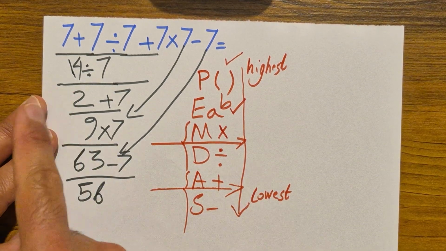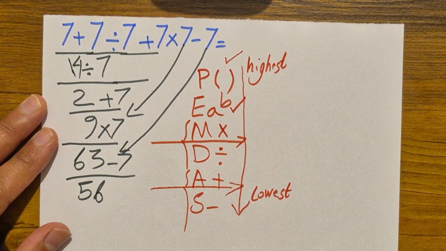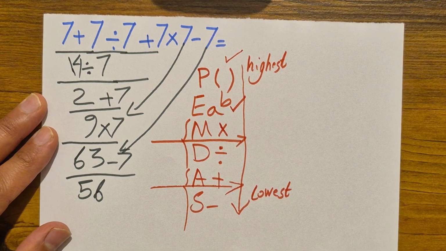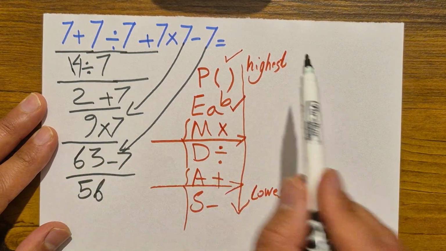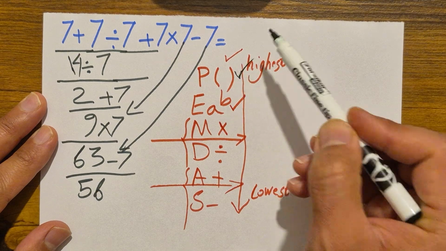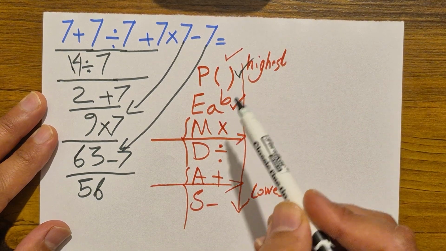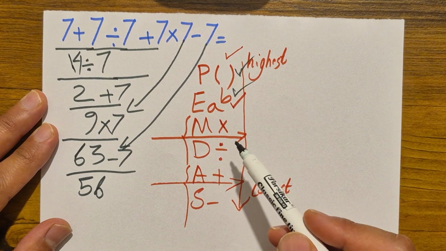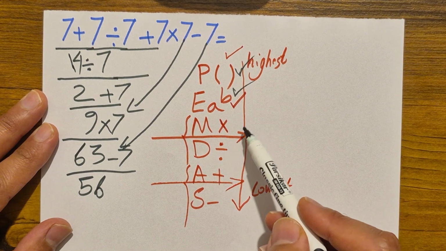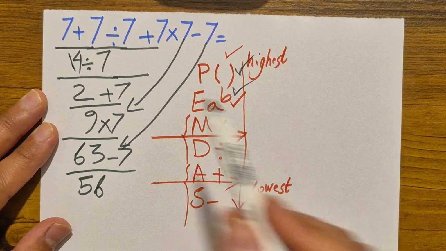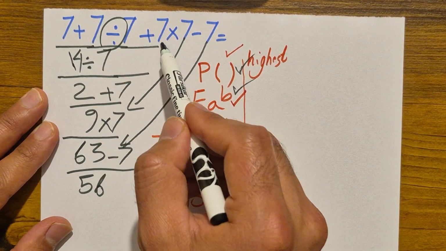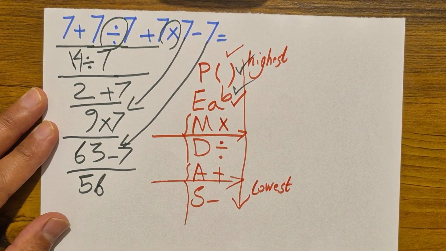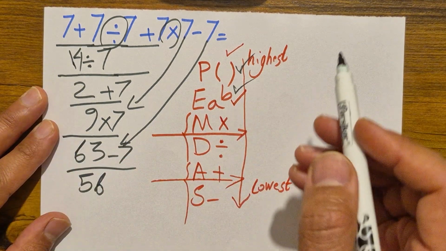Now let's revisit our original problem. Do we have any parentheses? No, we don't. Okay, so let's go for the next step. Do we have any exponents? No, we don't. Let's go for next step. Is there any multiplication or division? No. Oh, yes, of course. There is one division and one multiplication, but you should go from left to right.